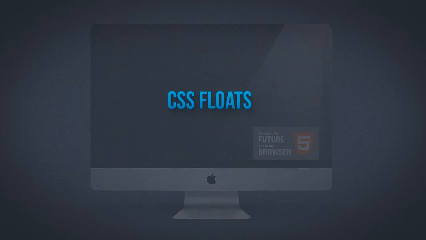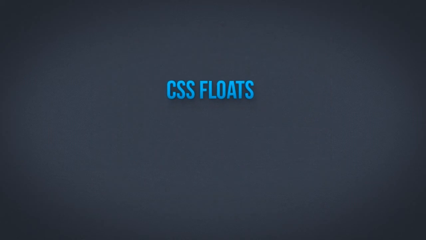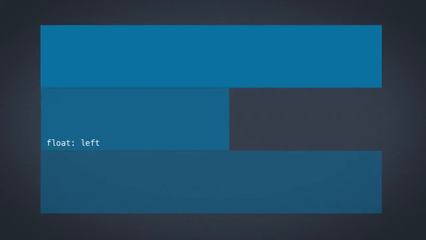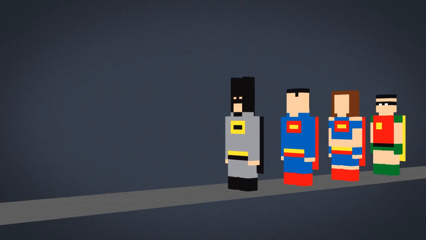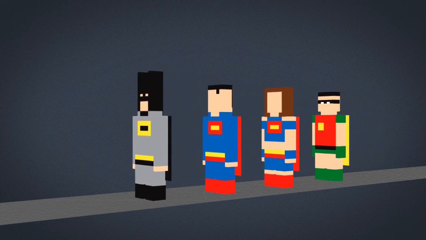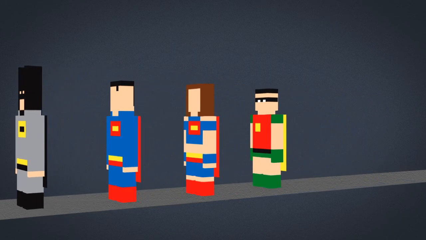The third concept is about the role of CSS floats in making a page layout. We know that div tags work like a block and stacks on top of each other in a single column. We use CSS floats to make multi-column layouts because floating elements sit side by side and not on top of each other. To understand this concept, think of the blocks as 4 superheroes queuing up: Batman, Superman, Superwoman, and Robin.